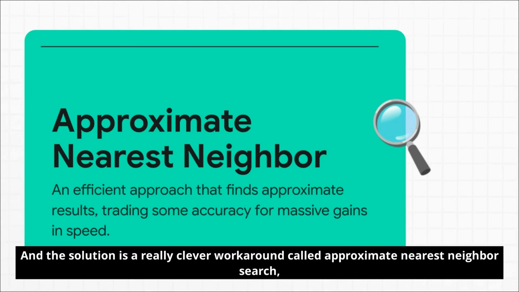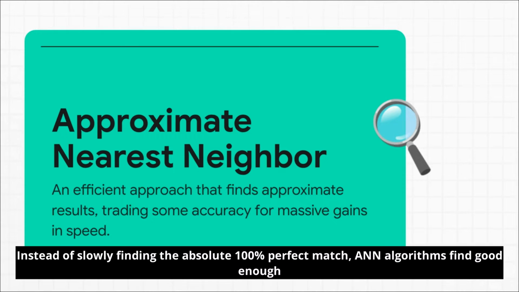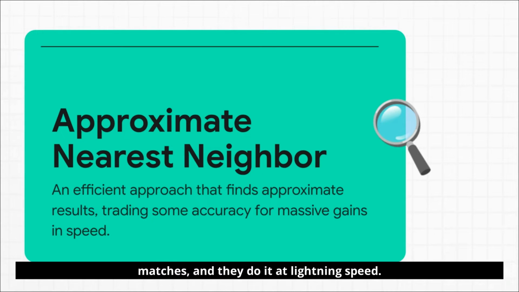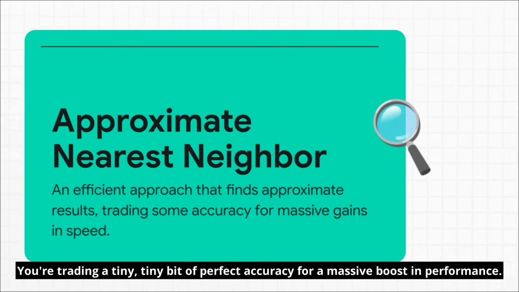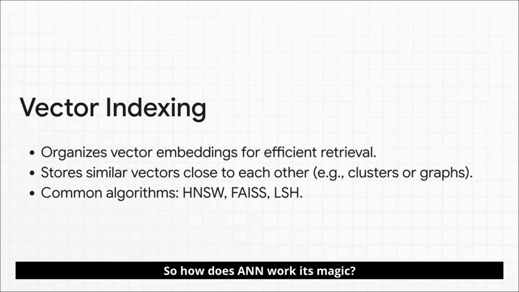And the solution is a really clever workaround called Approximate Nearest Neighbor Search, or ANN. The idea is simple. Instead of slowly finding the absolute 100% perfect match, ANN algorithms find good enough matches, and they do it at lightning speed. You're trading a tiny, tiny bit of perfect accuracy for a massive boost in performance. It's a trade-off that is totally worth it. So how does ANN work its magic?